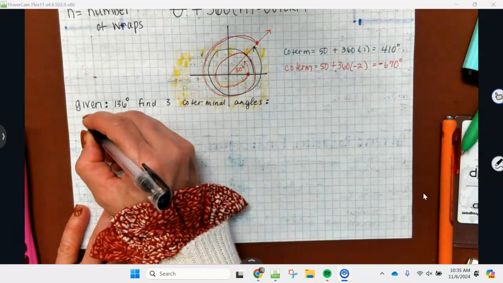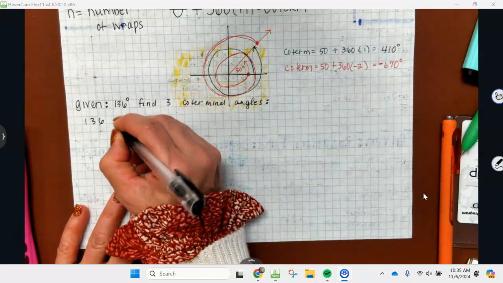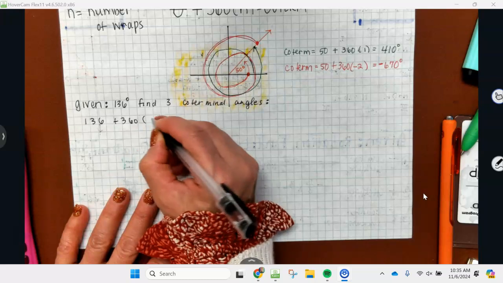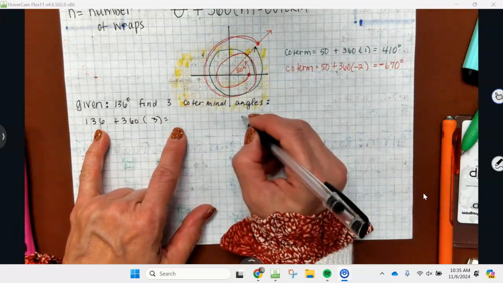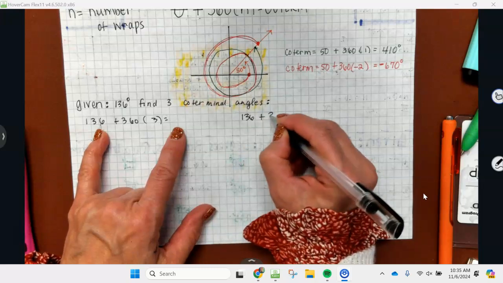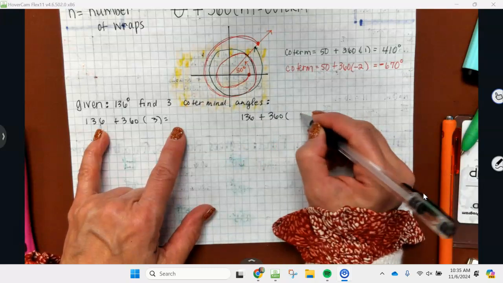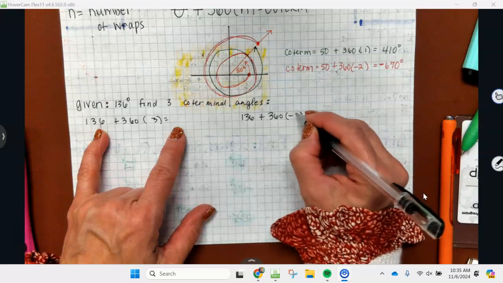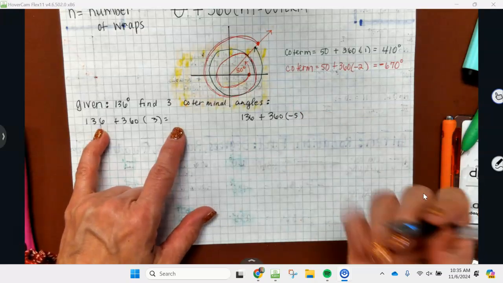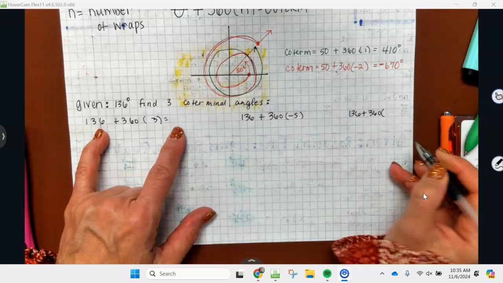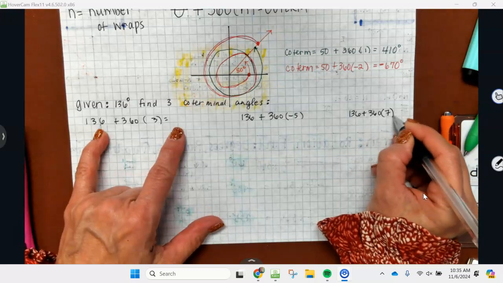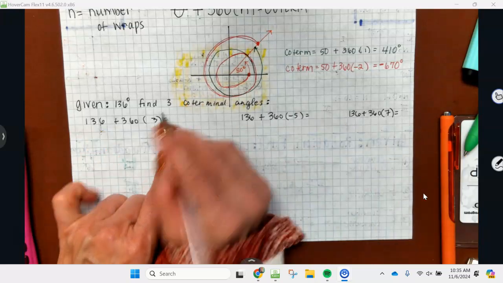So I can do 136 plus 360 times 3. That's going to give me one. I'll do the math in a minute. I could do 136 plus 360 times negative 5. I mean, seriously, any number. 136 plus 360 times 7. Well, that's going to be a big number, but that's okay.